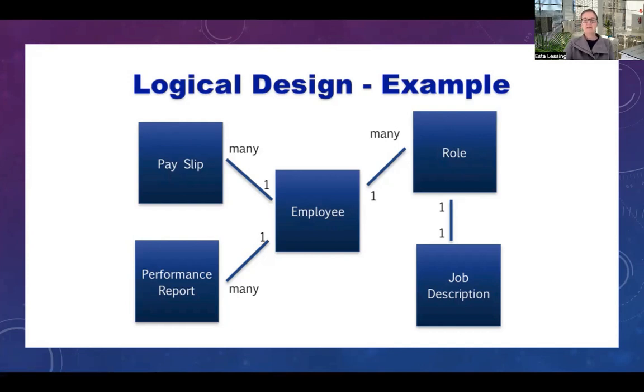And then one last example of a relationship. The relationship between the role entity that we are storing information for and the job description is, for every role in the system, there will be one job description. So as you can see, we've got a relationship and a cardinality of 1-to-1.